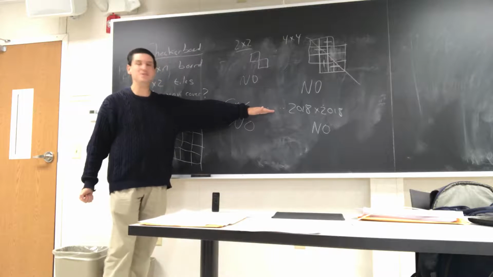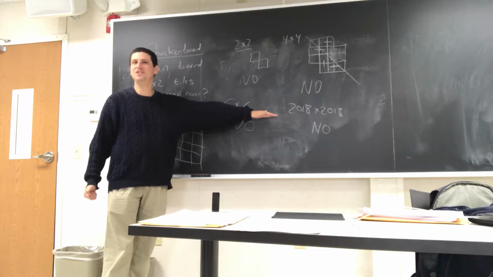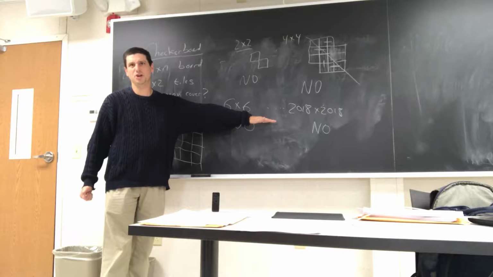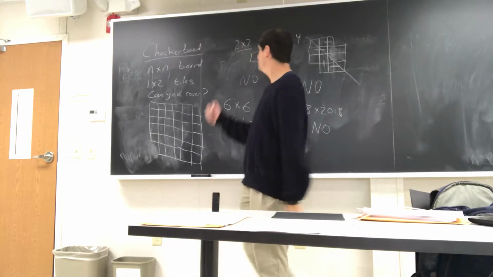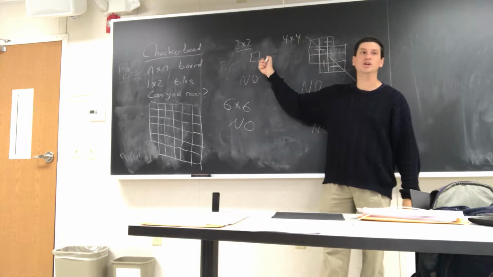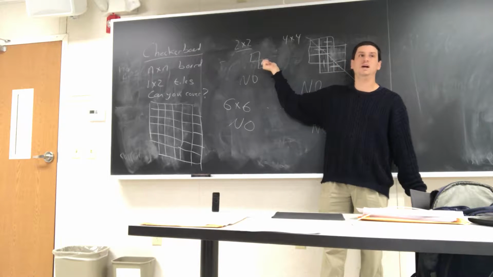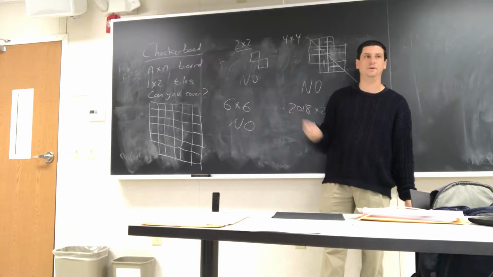Once you get up to 2018 by 2018, it's pretty clear that, okay, this should be a no. Yeah, I don't see anything that's going to somehow emerge when we go further. The 2x2 case could just be 2 degenerate, these are isolated blocks of size 1 by 1.